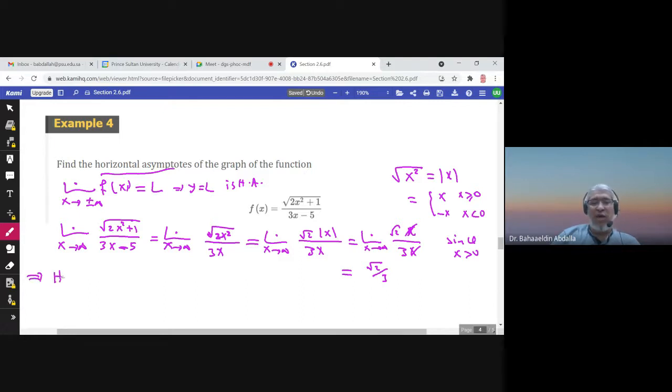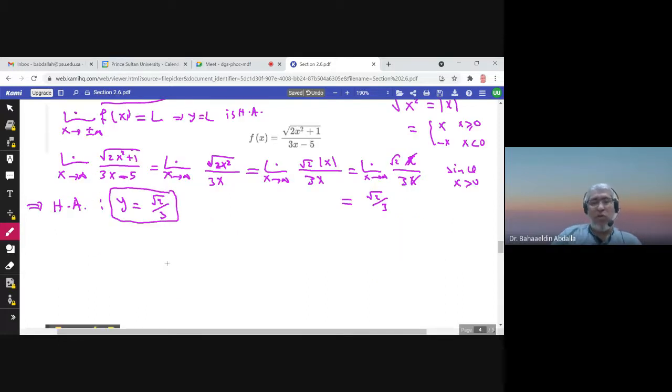So we have a horizontal asymptote, which is the line y equals square root of 2 over 3. This is a horizontal asymptote of this function. Well, we need to find the limit when x approaches negative infinity, because this function could have another asymptote. Okay. How do we find the limit? We take the highest power in the numerator and the highest power in the denominator.